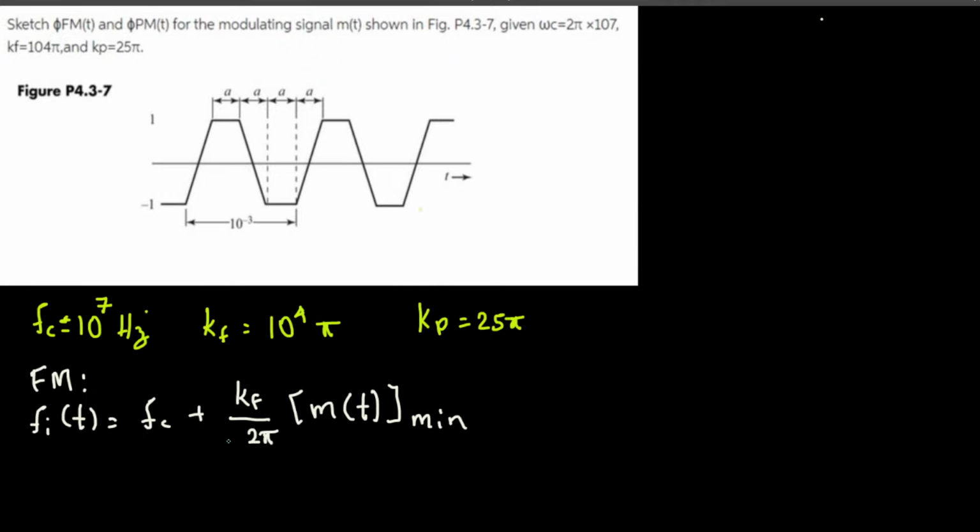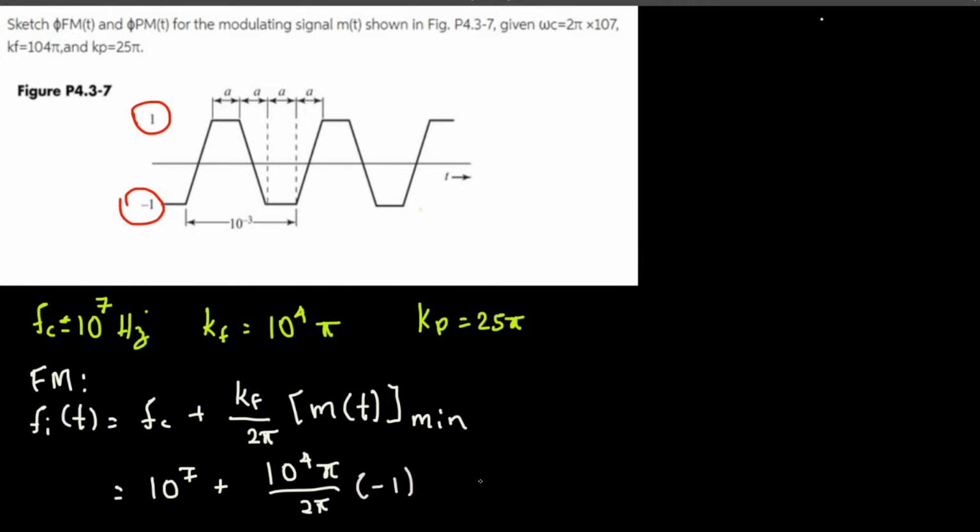So here to find out the fi of t minimum, we just plug in the values. So here fc, we found out, is 10 to the power of 7, and then kf is 10 to the power of 4 π, and then divided by 2π, and m of t minimum, you have to see what is the lowest value for the graph. If you look at this graph, the maximum value it gets is 1 and the minimum value it gets is -1. So when we are doing minimum, we have to just multiply by the lowest value, that's -1 in this case.